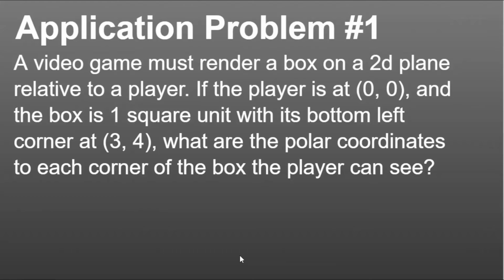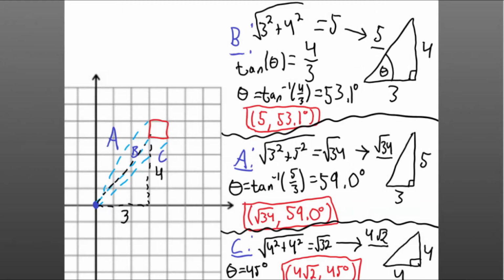Here's an example problem pertaining to computer science. A video game must render a box on a 2D plane relative to a player. If the player is at the Cartesian point (0, 0), and the box is one square unit with its bottom left corner at (3, 4), what are the polar coordinates to each corner of the box that the player can see? So here I've drawn out what the question is asking.